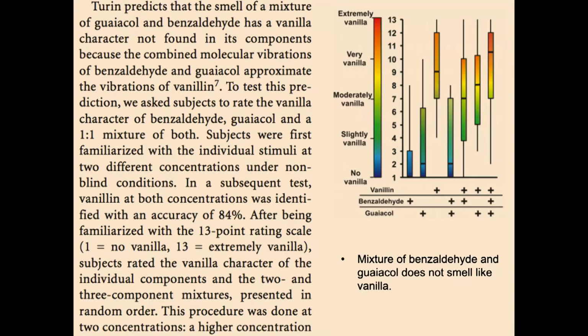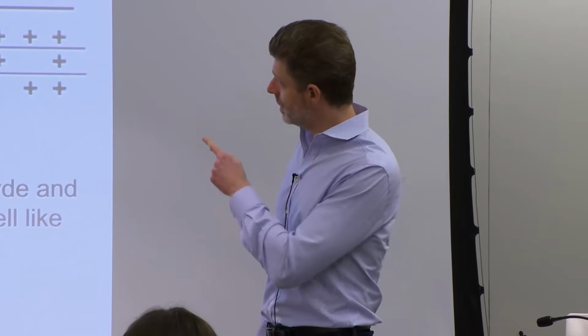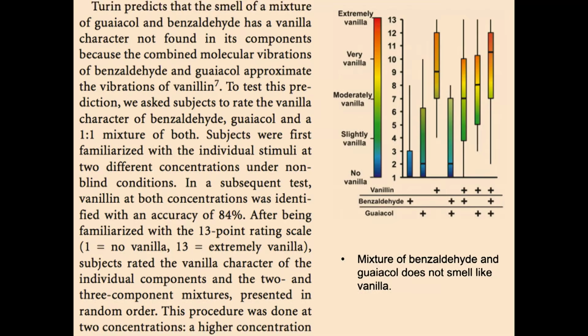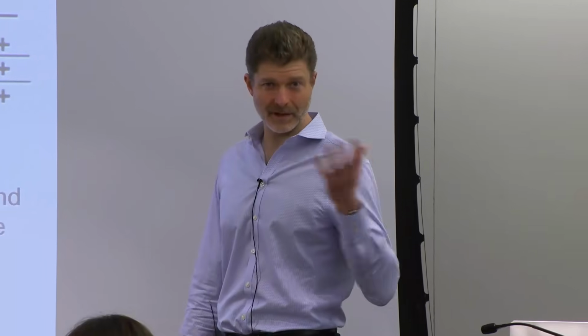So it says, Turin predicts that the smell of a mixture of guaiacol, some chemical, and benzaldehyde, some other chemical, has a vanilla character not found in its components because the combined molecular vibrations of benzaldehyde and guaiacol approximate the vibrations of vanillin, which is what smells like vanilla. To test this prediction, we asked subjects to rate the vanilla character of benzaldehyde, guaiacol, and a 1-to-1 mixture of both. Subjects were first familiarized with the individual stimuli at 2 different concentrations under non-blind conditions. In a subsequent test, vanillin at both concentrations was identified with an accuracy of 84%. So people were able to detect vanilla when it was actually there.